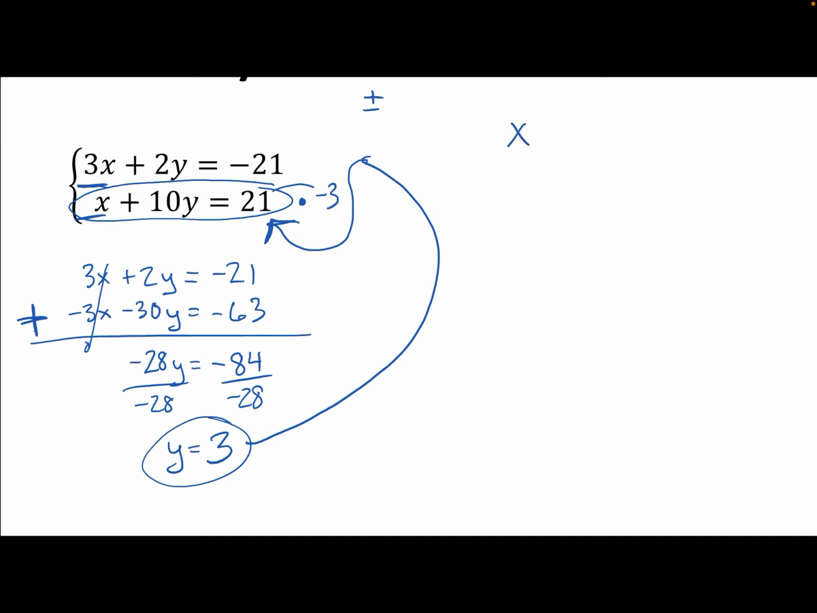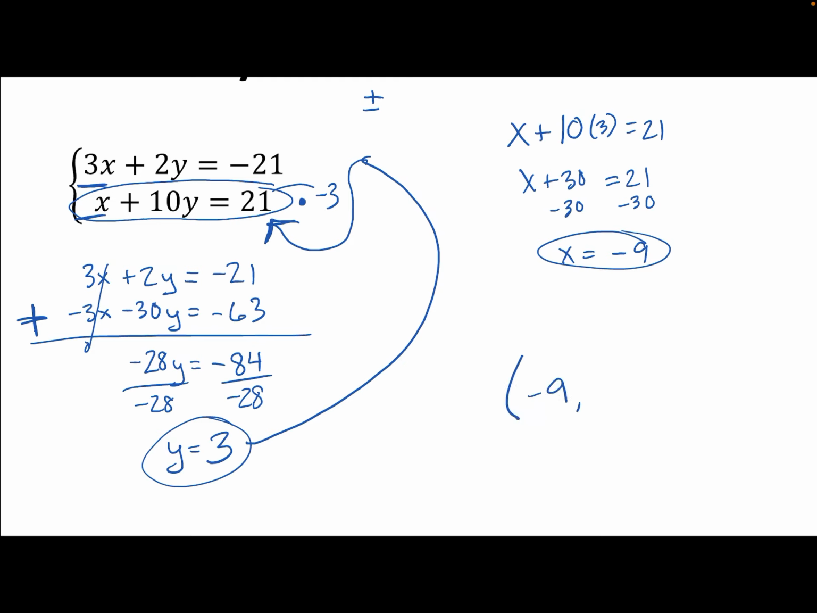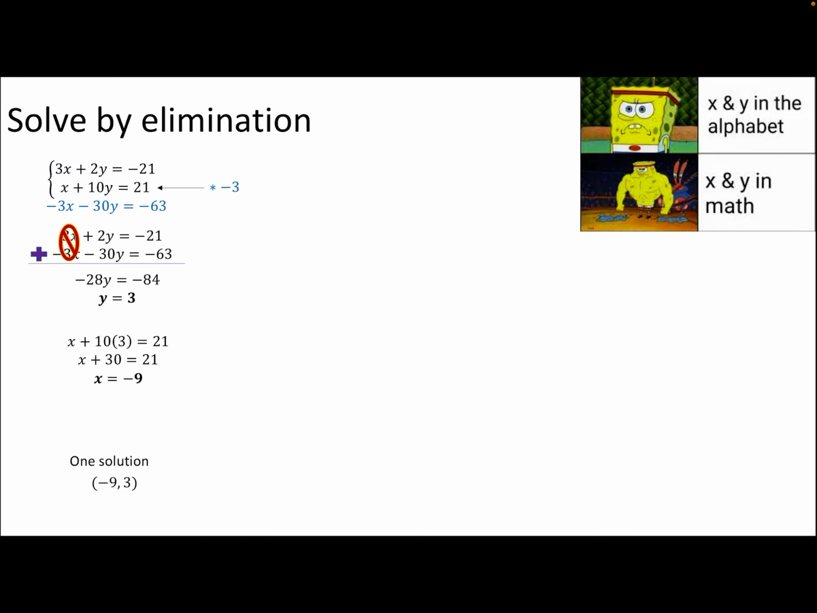That's okay. Okay, so I have x plus 10. Instead of 10 times y, I'm going to do 10 times 3 equals 21. So x plus 30 equals 21. Solving for x, so I minus 30 on both sides. I end up with -9. There's the other half. So final answer, I write my x value first and then my y value, and that would be my final answer. Let's check on that one, -9, 3. Okay.